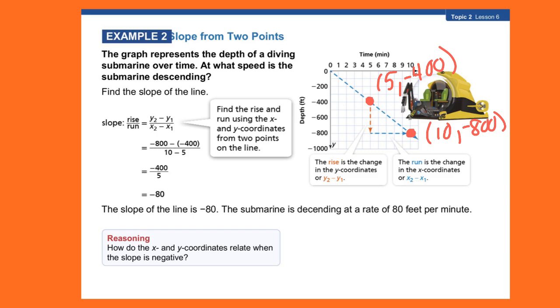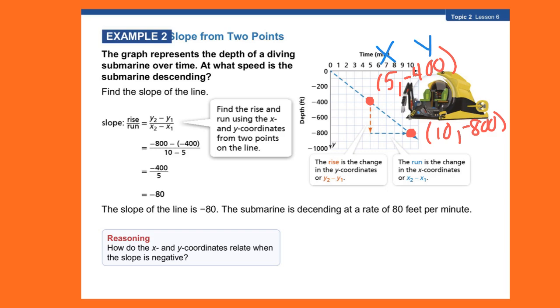And if you remember, we want the difference in the y values on top and the difference in the x values on the bottom. Just a really fast reminder, your first coordinate is your x, your second coordinate is your y. Now they went ahead and they did that for you, and they found the slope of the line is negative 80. But could I give you an alternative?